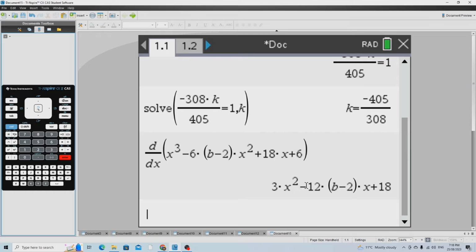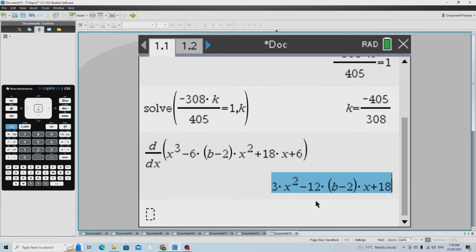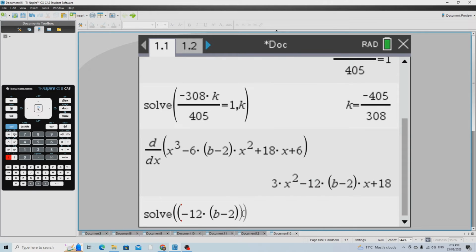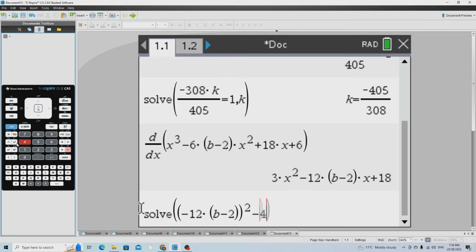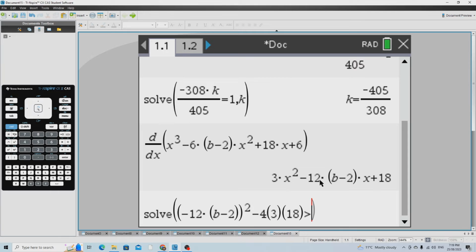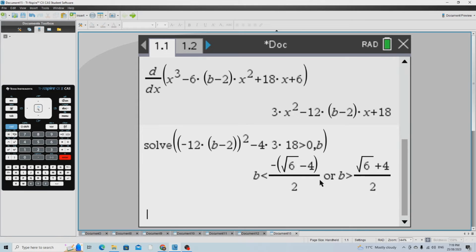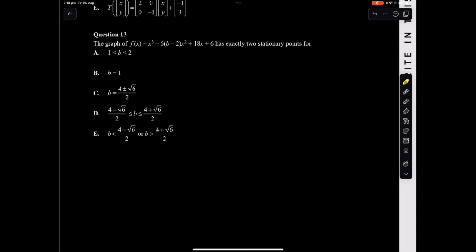Now what we need to do is find the discriminant of this quadratic over here, where it's greater than 0. So we want to solve b squared, our b squared, this inside the function here. Put it over here. So we want to square it, minus 4, our a value is 3, c value is 18. Okay. And we want this to be all greater than 0. Comma b. And we get these two over here, which means, which one would it be? Only E looks right. Perfect.